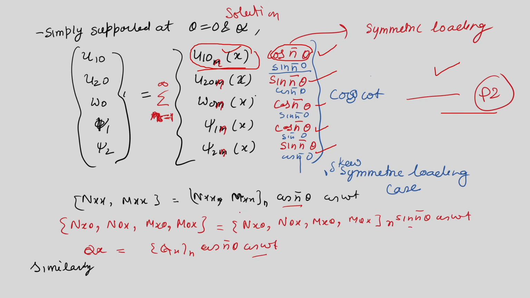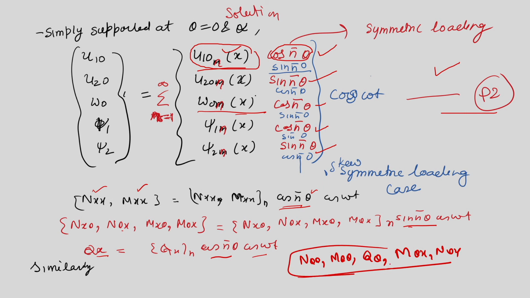Using the concept of shell constitutive relations, we can directly say that nxx and mxx can be written as cos n bar theta, because w is expressed that way. Then nx theta and mx theta can be expressed as sin n bar theta, and qx is expressed as cos n bar theta. Similarly, the other variables n theta theta, m theta theta, q theta and m theta x can be represented.